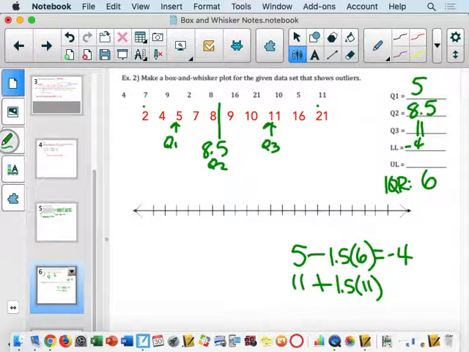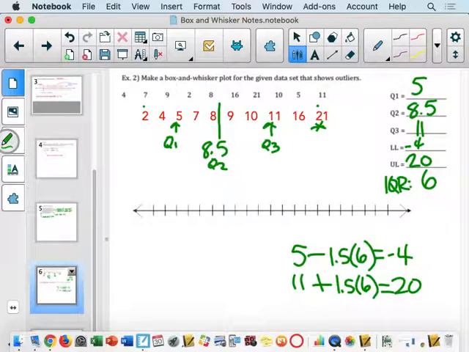Nope. Times 6. As soon as I wrote that, I'm like, that was wrong. So again, 1.5 times 6 is 9. So 11 plus 9 is 20. Okay. So what's my outlier? 21. So I'm going to put a little star here. Okay. 21 is now my outlier.